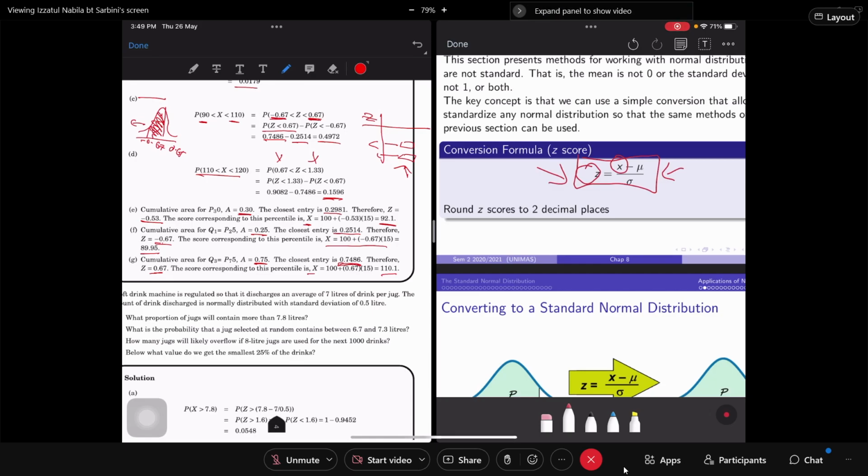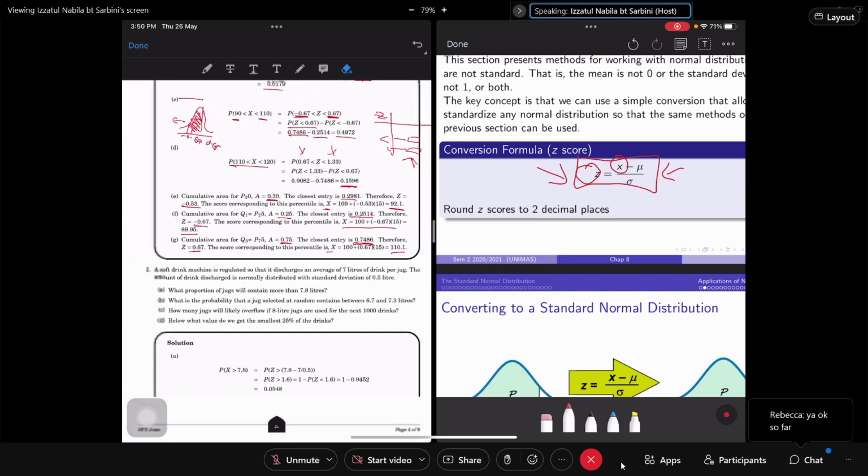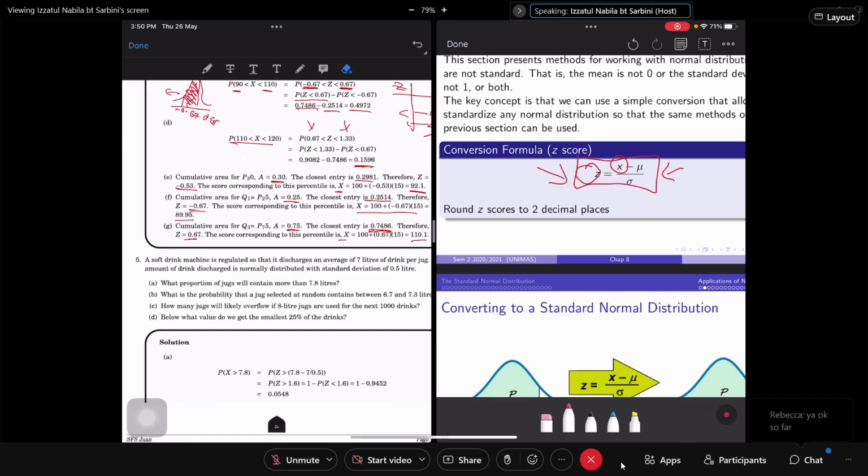Okay, so far? Are you still with me? Okay. So make sure you know how to do and really understand chapter 8 before you can proceed with chapter 9. Okay, a soft drink machine is regulated so that it discharges an average of 7 liters. So this is your mean. It is normally distributed with a standard deviation of 0.5. So this is your standard deviation.